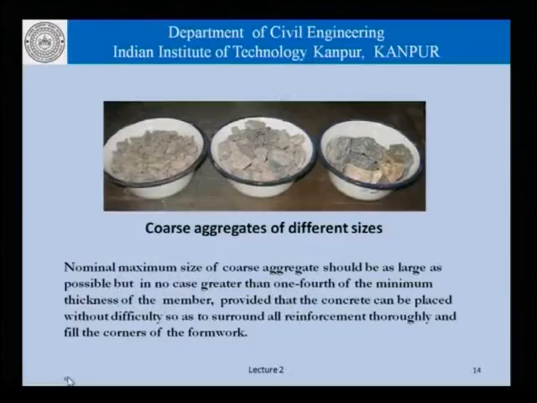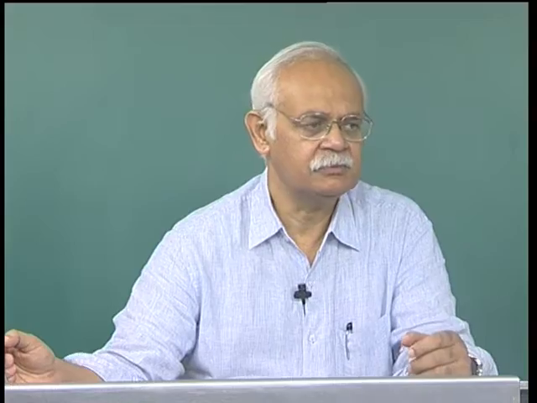Now, here what we see is coarse aggregate of different sizes. There is coarse aggregate of this size, which is very small, this size which is slightly bigger, and relatively larger coarse aggregate particles. So, in a manner of speaking, it makes sense to use the largest possible aggregate size for a particular construction. Now, what governs the choice of the maximum size of the coarse aggregate?